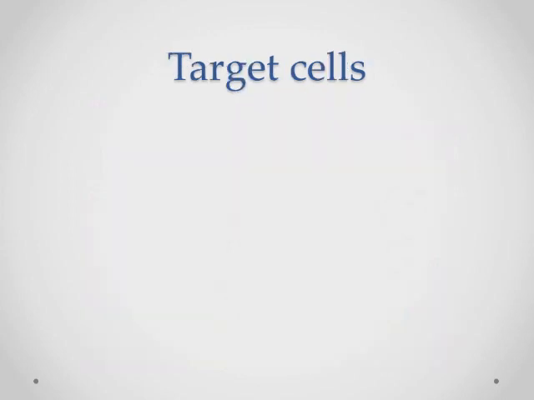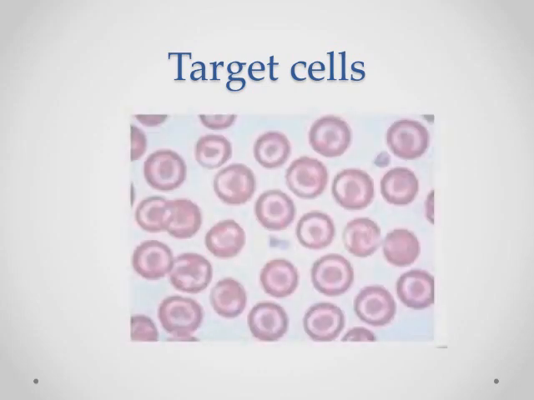Now we will transfer to another cell, which is the target cell. What does the target cell look like? This is the shape of the target cell: a rounded cell with central condensed chromatin. It is characterized by a central darker area surrounded by a lighter zone, surrounded by another darker zone. This is the target cell.